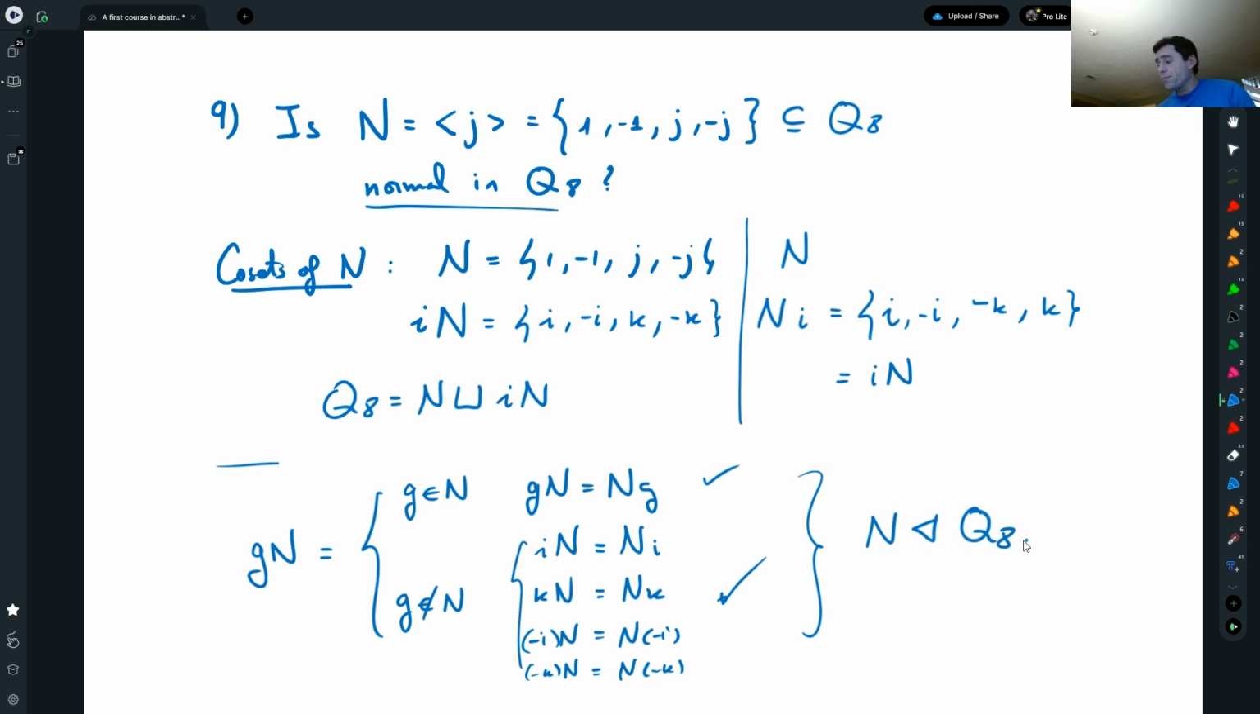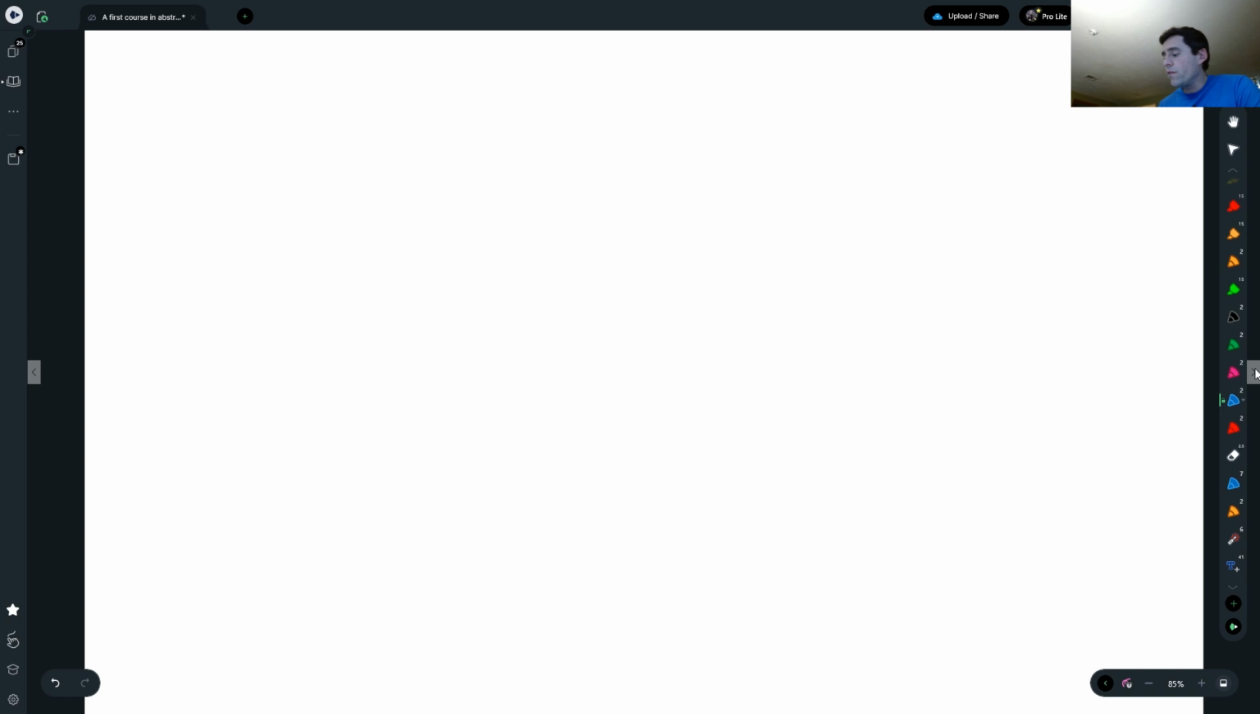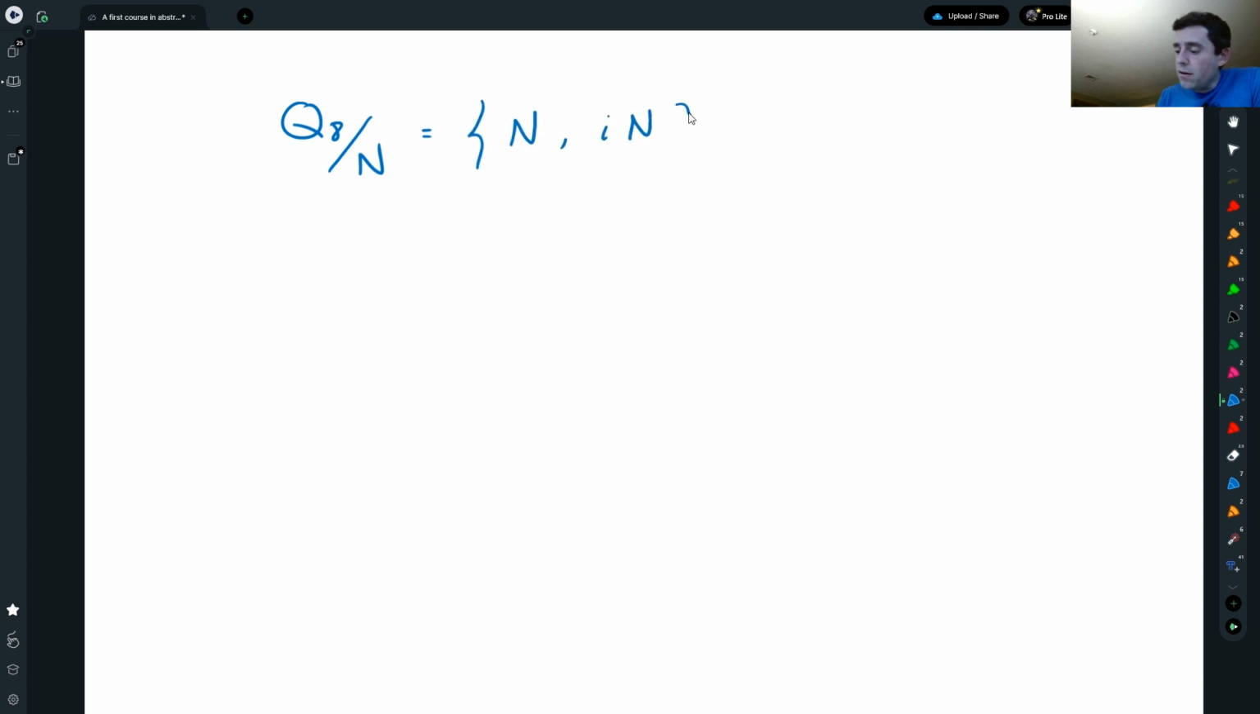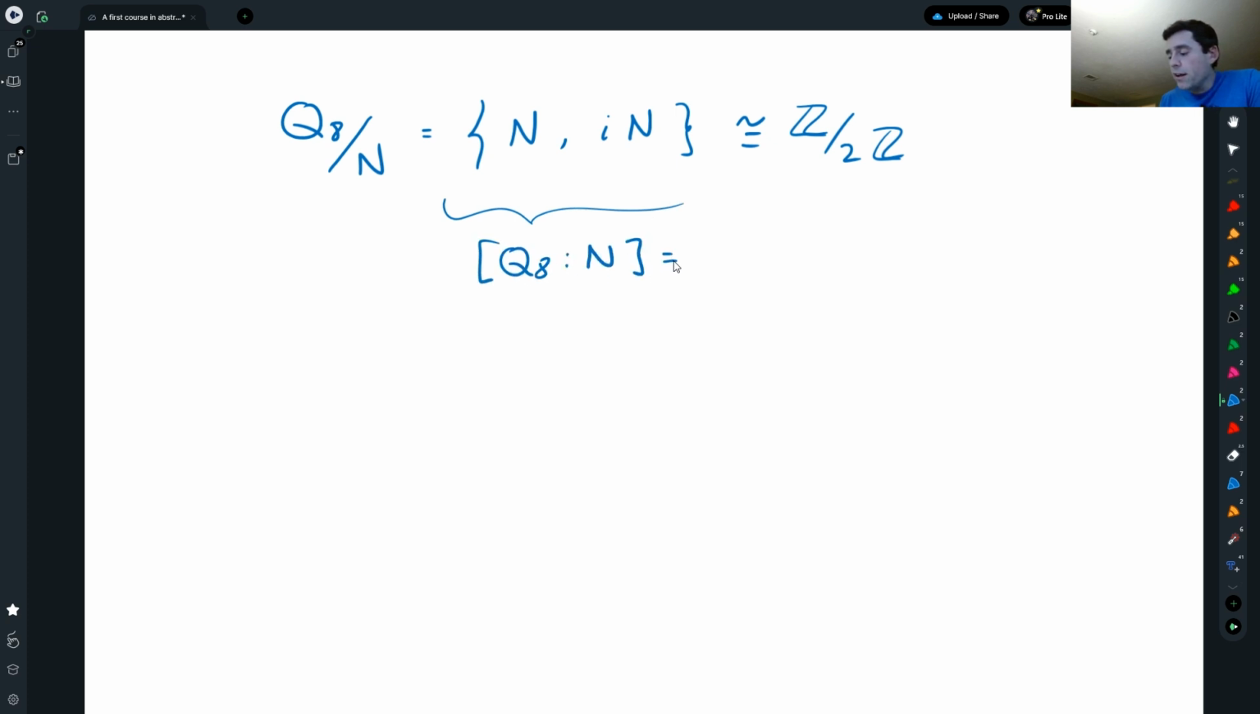So in all cases, I get an equality, and all this tells me that N is indeed normal in Q8. Now, that actually I could have known from the theory, because Q8 modulo N has exactly 2 elements, N and iN, which, by the way, now that we know N is normal, is a group of order 2, so this is isomorphic to Z modulo 2. But this also tells me that the index of N in Q8 is 2, and we have a theorem that tells me that any subgroup of index 2 is normal.